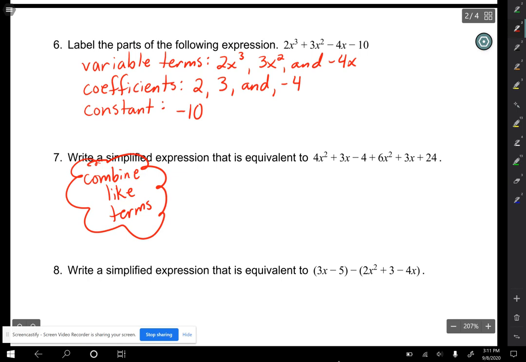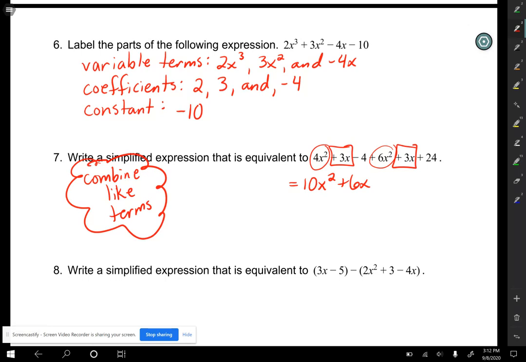Okay, so again, notice that it has to match perfectly. Like the x squared has to match with the 6x squared to make 10x squared. And then we have a 3x that matches with this 3x over here to make 6x. And then last, our constants can be combined together. Negative 4 plus 24 is positive 20. That's all you have to do there.